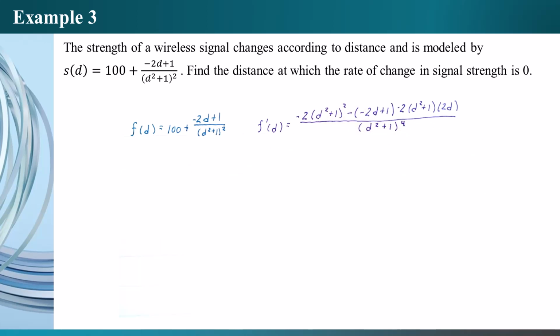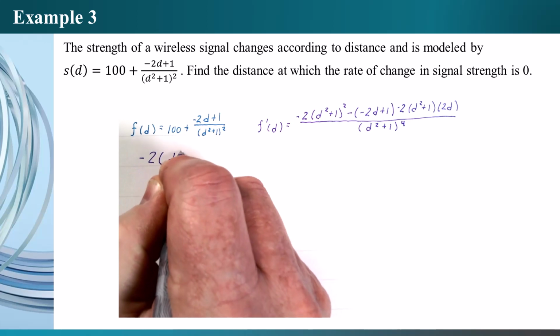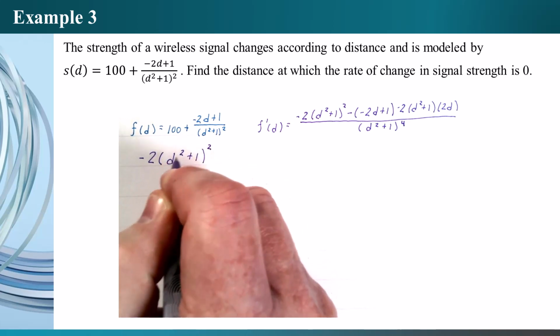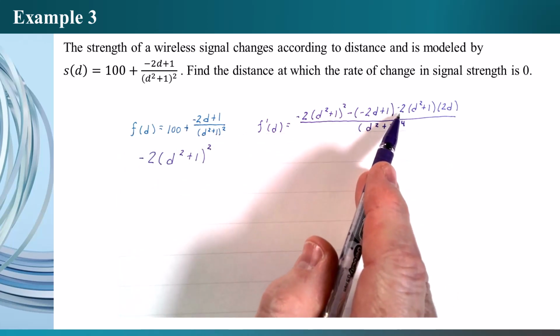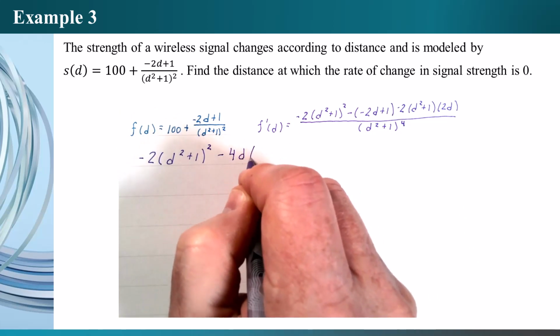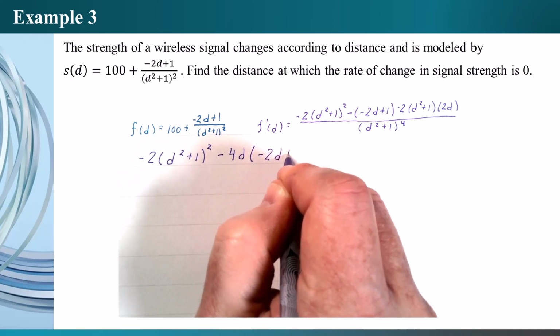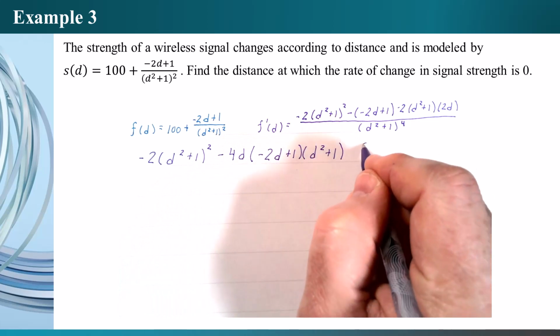So now look at what we've got. We want to set this derivative equal to 0. But we've got a fraction, and we know that a fraction equals 0 whenever the numerator equals 0. So we're going to start here by just setting the numerator equal to 0. So we have negative 2 times (d squared plus 1) squared. And I think we can do some cleaning up here. Now let's see, we've got a negative times a 2 times a 2d, which gives us negative 4d. And we also have (negative 2d plus 1) times (d squared plus 1), and we're setting this equal to 0.